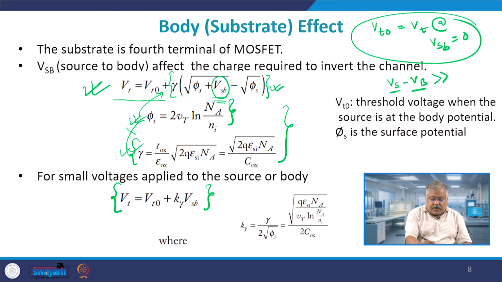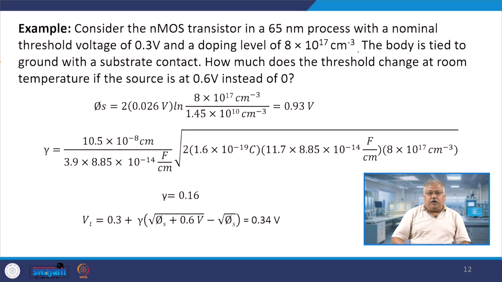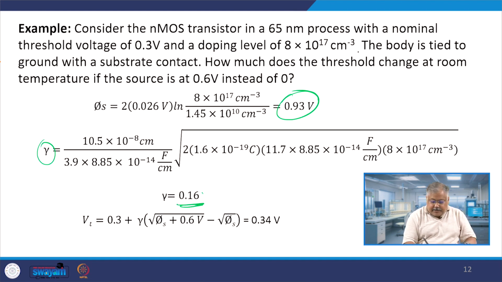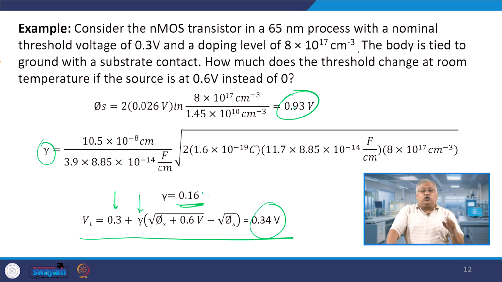Take these two together and plug it here, and what you get from here is the value of phi s equal to 0.93 volts, and the value of gamma is 0.16. Then you take these two values and place them in the expression which we know. So it is 0.3 plus gamma times root of phi s plus VSB minus root phi s, and it comes out to be 0.34, which you see, quite interestingly, that when the source voltage is changed from 0 to 0.6, your threshold voltage changes from 0.3 to 0.34. This was what I was talking about when we said you have a substrate effect into consideration.